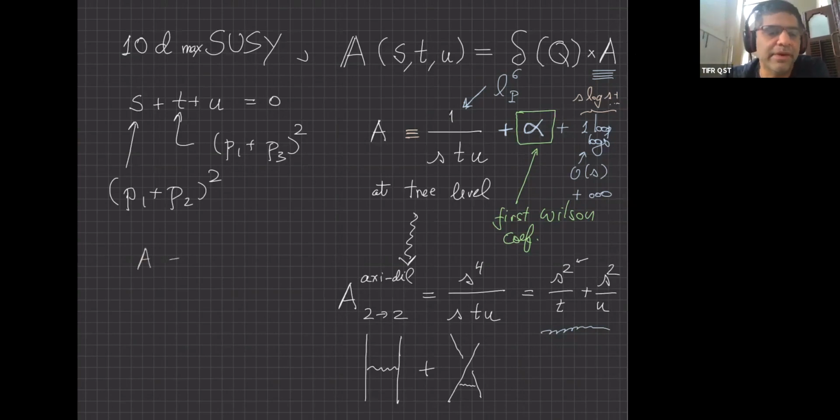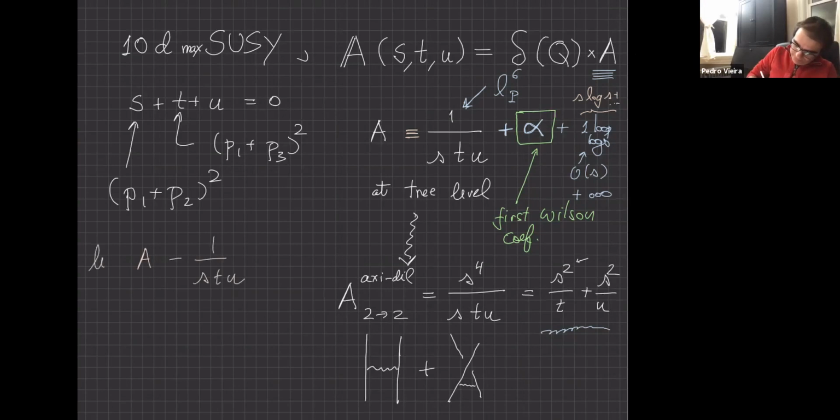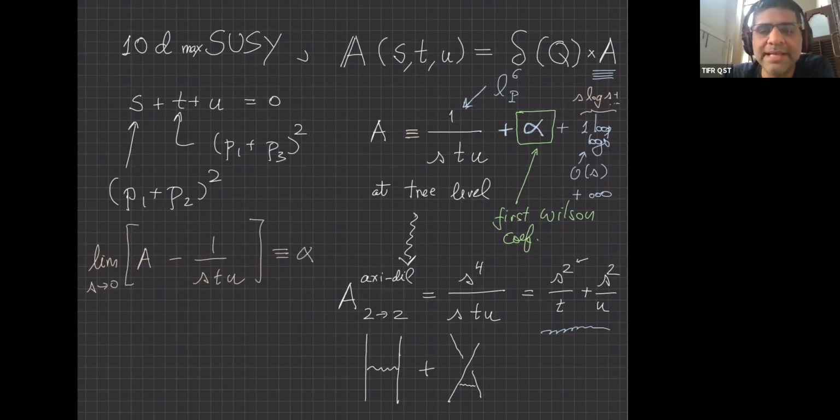Now I understand. A minus 1 over S T U, right? Yes. And then the limit when S goes to 0 of this object exists. Oh, sorry. Yeah. I thought you were doing a Taylor expansion. No. Okay, thank you. It's an expansion, but in dimensions. And there are logs for sure.